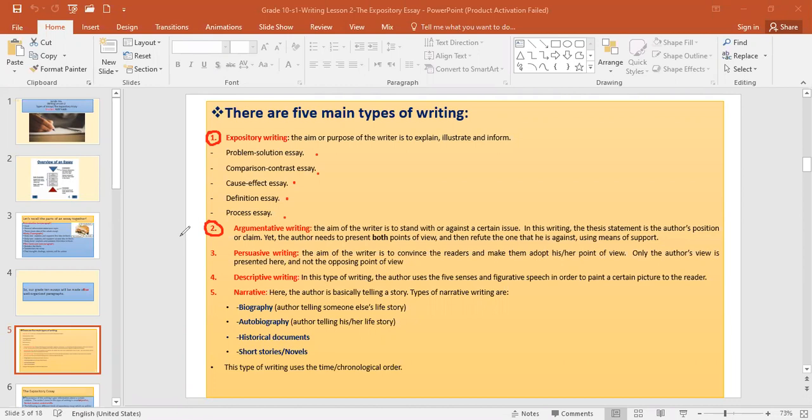Argumentative writing. The aim of the writer is to stand with or against a certain issue. In this writing, the thesis statement is the author's position or claim. Yet the author needs to present both points of view and then refute the one that he is against using means of support. Okay, Sharif, can you give me an example of argumentative writing?